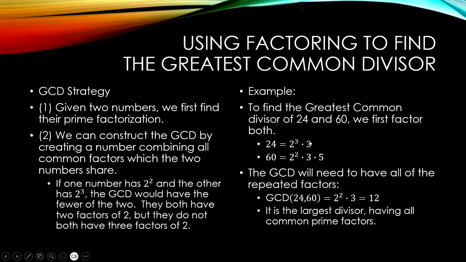In this example, 24 and 60, we start by factoring both. 2 cubed times 3 gives us 24, and 2 squared times 3 times 5 is 60. Now we look for what both of them have in common. They both have at least two 2's, so we would say it needs a 2 squared. They also both have a 3, so we have a factor of 3. We don't need the extra factor of 2. We don't need the 5 because that's not something which is shared between both of them. As such, the greatest common divisor is 2 squared times 3, which is 12. It's the largest divisor having all common prime factors.